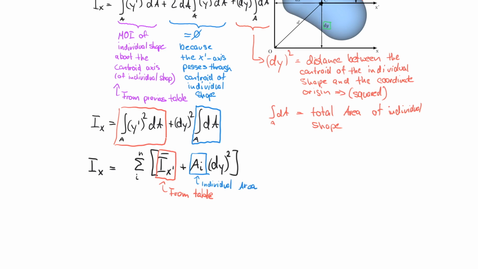And then last but not least, we have this component here, which is squared, which you find again here, which is what I call the centroidal distance. Keep in mind, this is just my short version of saying this. I will use this from here on, centroidal distances. What I really mean is the distance between the centroid of the individual shape and the coordinate origin. And that, of course, needs to be squared, as you see here.